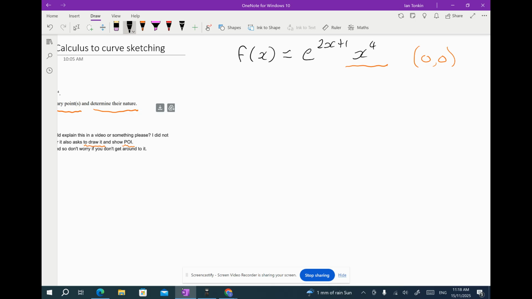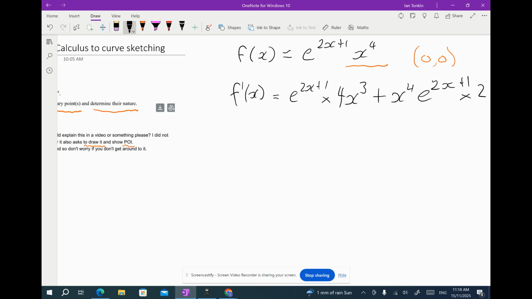So let's differentiate it. The first thing is f dash x, and remember it's the first, e to the 2x plus 1, times the derivative of the second, which is 4x cubed, plus the second, x to the 4, times the derivative of the first, which is e to the 2x plus 1, times 2.